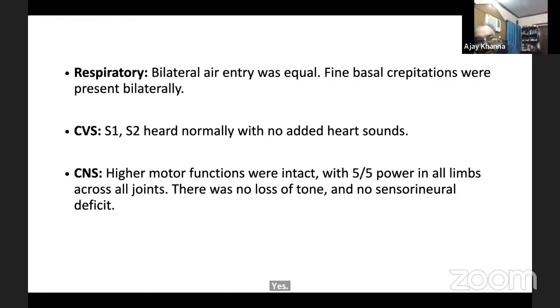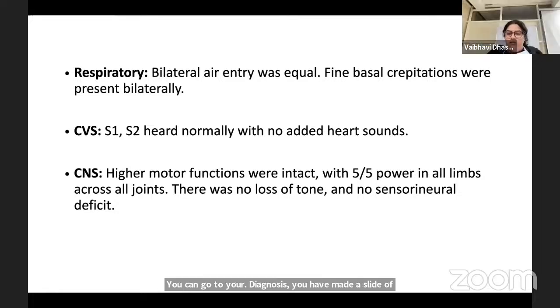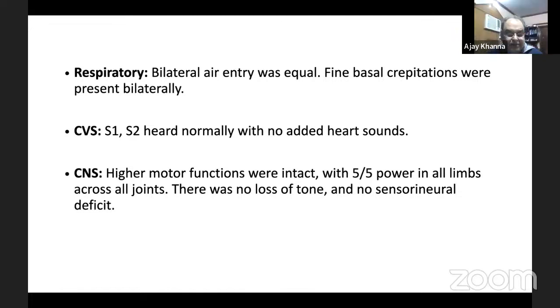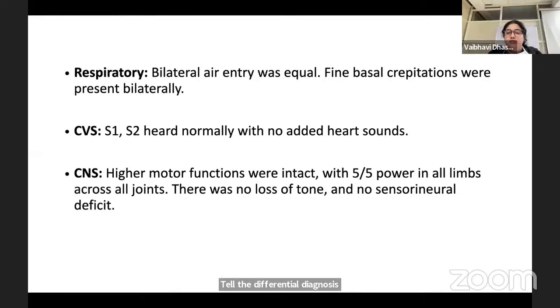Now you can go to your diagnosis. You have made a slide of the diagnosis. The patient has actually undergone management. I have the final diagnosis, but I can tell you the differential diagnosis that I have considered in this patient. So tell the differential diagnosis. Sir, I have one question.